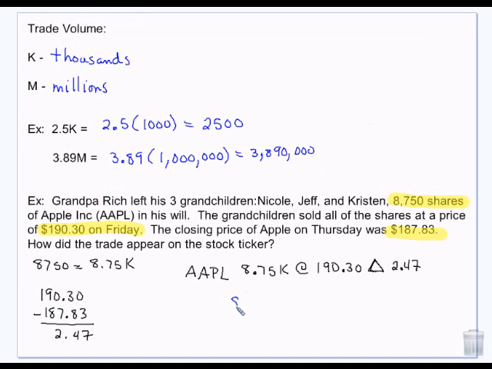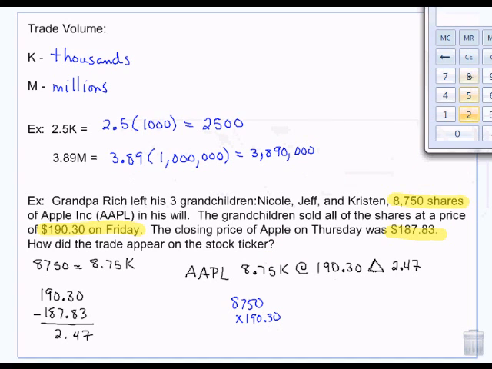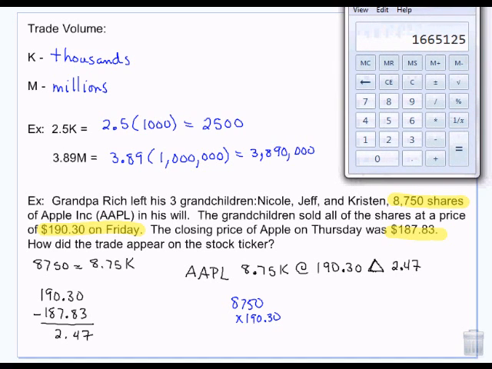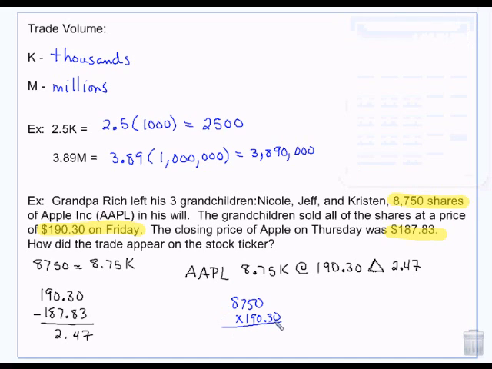Okay, so we'd figure out the value of their trade. We'd take that $87.50 and we'd multiply it by 190.30. So I'm going to do that real quick. 8750 times 190.3 is $1,665,125.